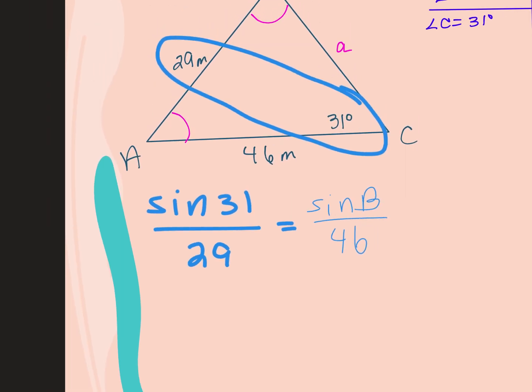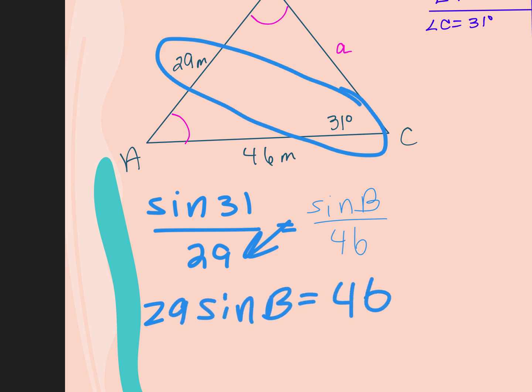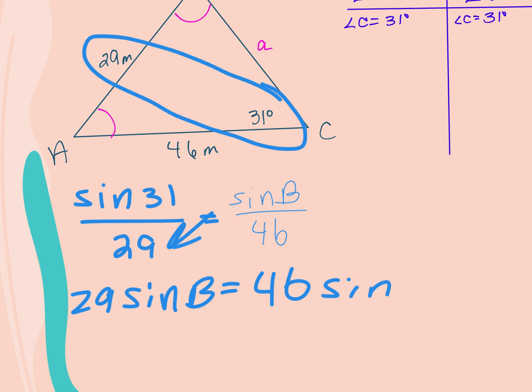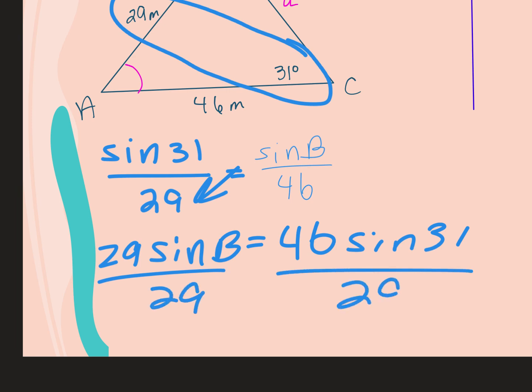So how do we solve this proportion? What do I do? Cross multiply. Okay, so I have 29 times the sine of B equals 46 times sine 31. And then I want to get sine of B by itself. So we divide both sides by 29. Remember, do everything in your calculator at the end.